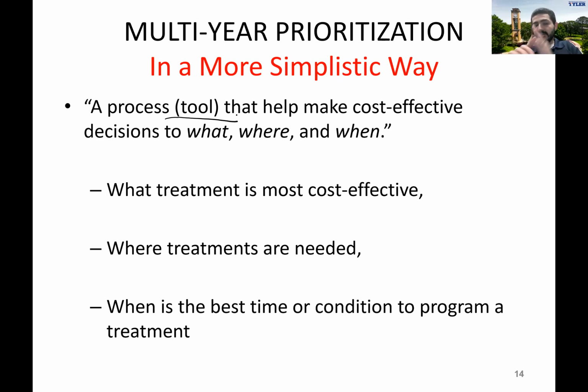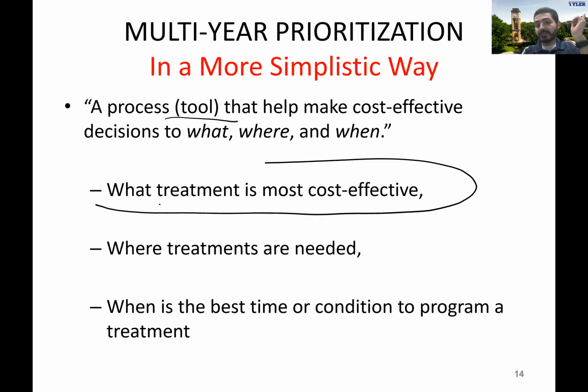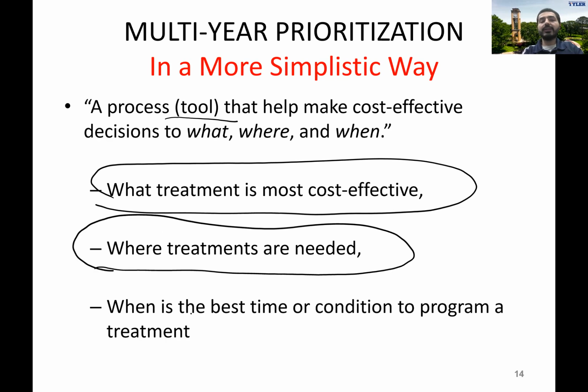and when. On what is the treatment that's most cost-effective. The good thing here on the multi-year prioritization compared to the single year is that we look into multiple alternative treatments, and we try to pick the one that's the most cost effective. The second question is where treatments are needed. We need to locate them based on the PCI condition. And when is the best time or condition to program a treatment?